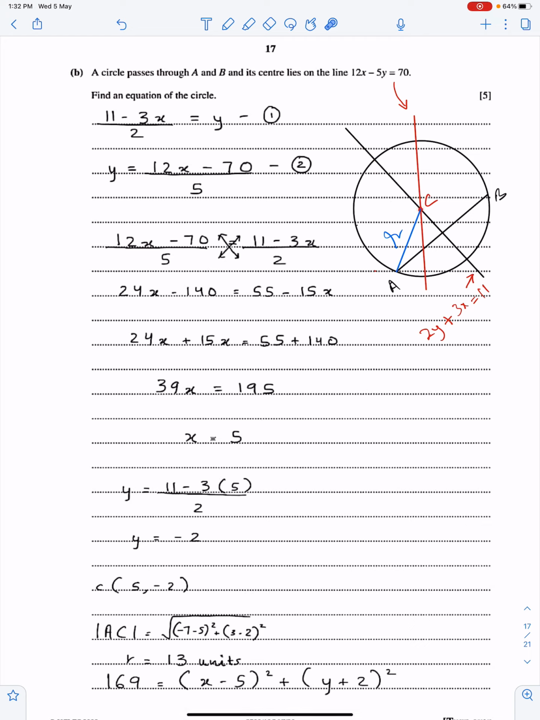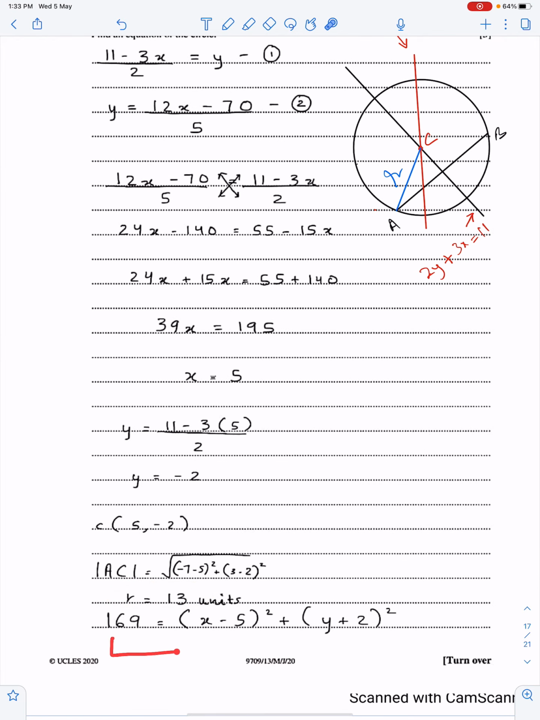So we can get the coordinates of C, the center of this circle, by solving these two equations simultaneously. This is equation number 1 and this is equation number 2. By solving these two equations, we have the coordinates of the center. And this is the radius, AC, which is 13. Hence, this is the required equation of this circle.